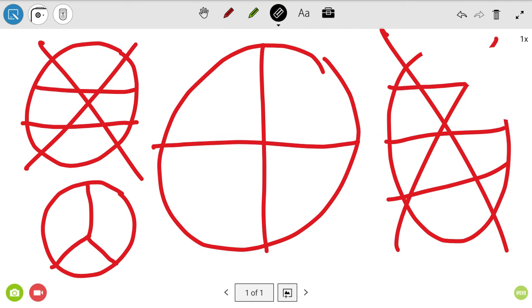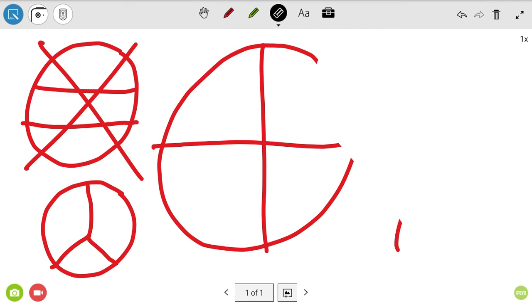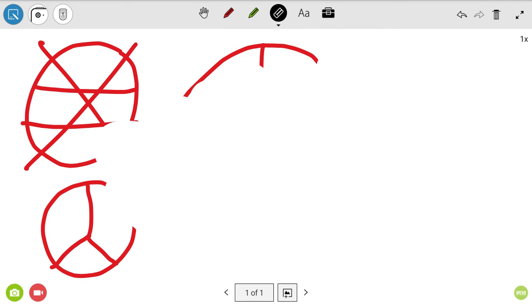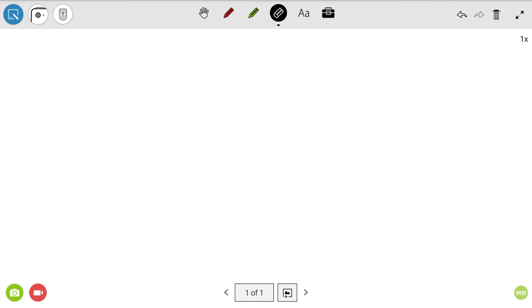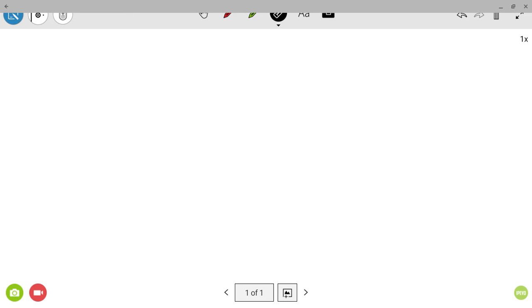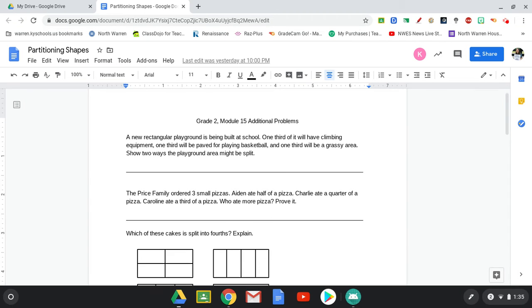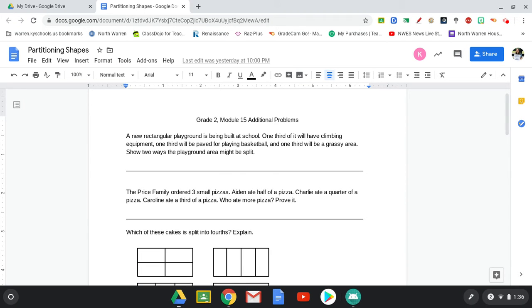Okay? Now I'm going to work through a couple of the problems on your worksheet with you, and then tomorrow I will do the rest, because remember, you just need to do a couple each day. So let's start with the first one.